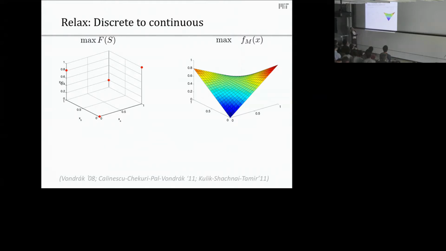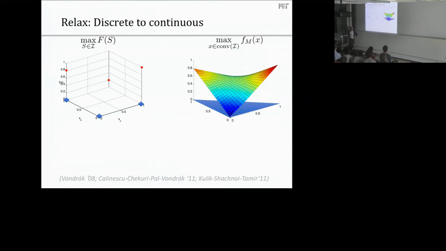Most likely it's not going to be an integer vector, the solution that I find. So I have to go from this continuous space back to my discrete space and somehow find an integer vector that's a good approximation to my continuous vector. That's the idea. So I may have constraints, and the constraints just become sort of the convex hull. So this is the continuous optimization problem.